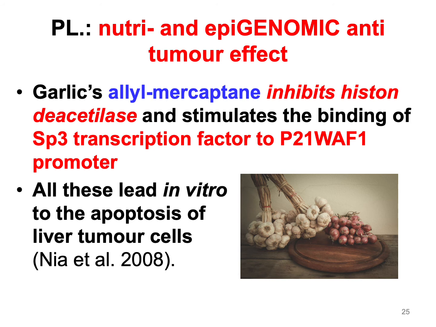Garlic's allyl mercaptans, the sulfur-containing compound, inhibit histone deacetylase and stimulate at the same time binding of a transcription factor to a promoter. And all this leads, at least in vitro, but hopefully in vivo, to the apoptosis of liver tumor cells. Nia et al. 2008.